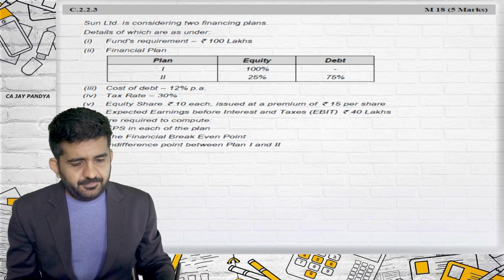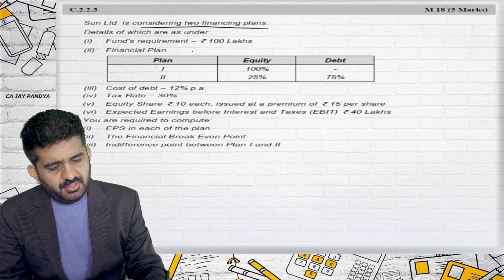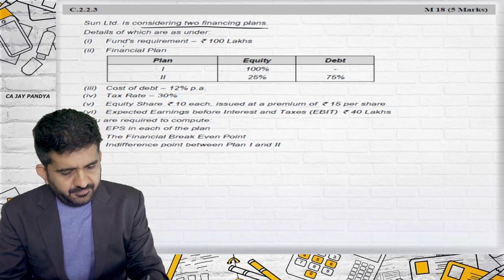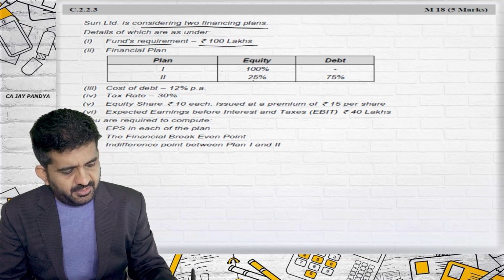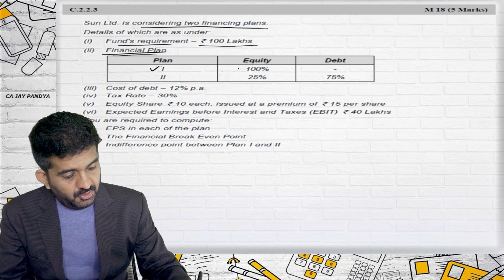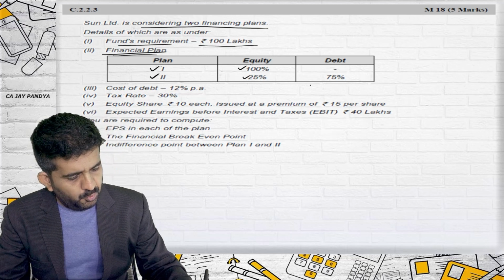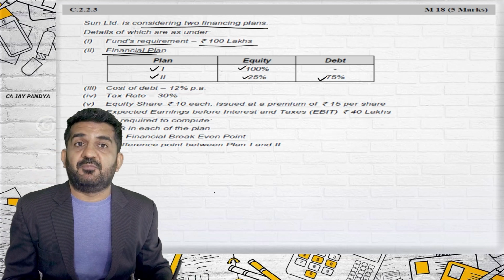Sun Limited is considering two financial plans, details of which are as under. Funds requirements are 100 lakhs. Financial plan 1, 100% equity. Financial plan 2, 25% equity, 75% debt.